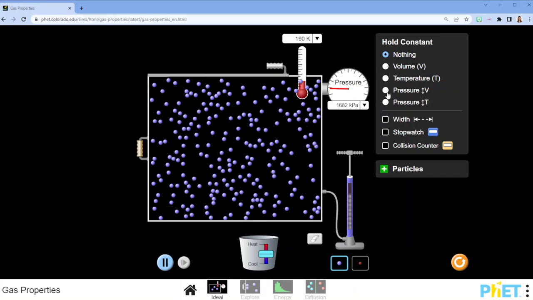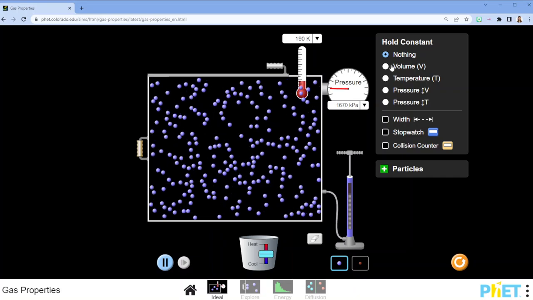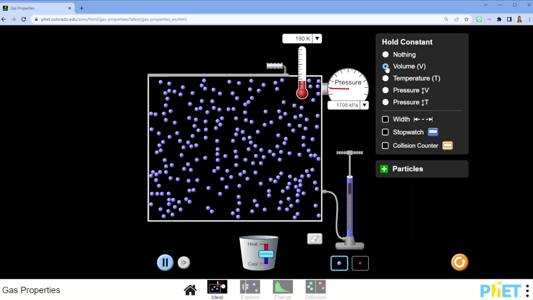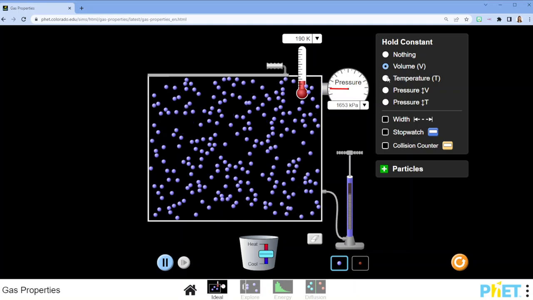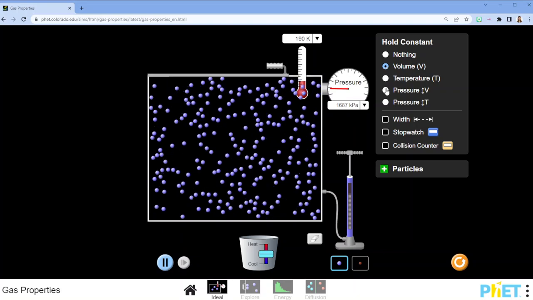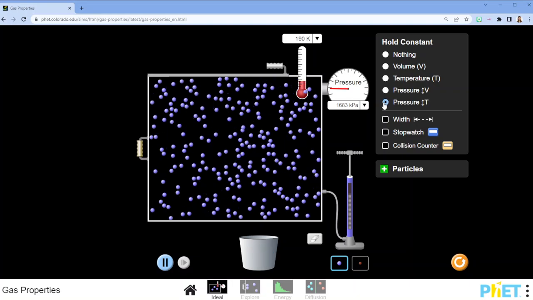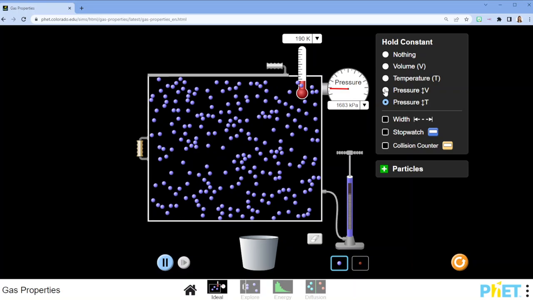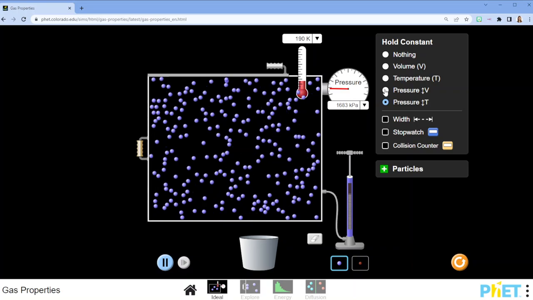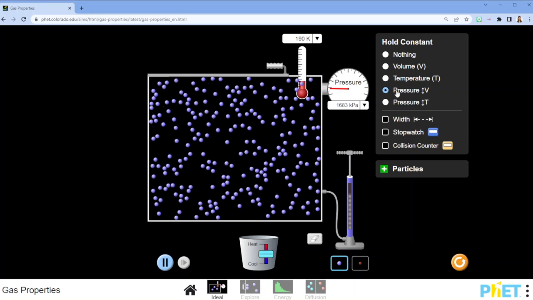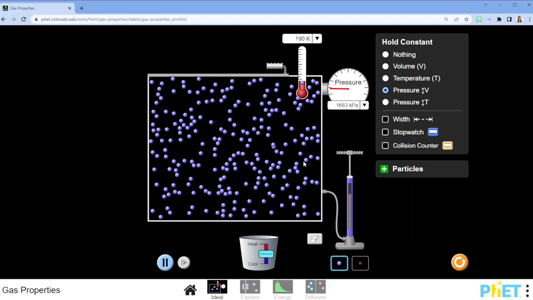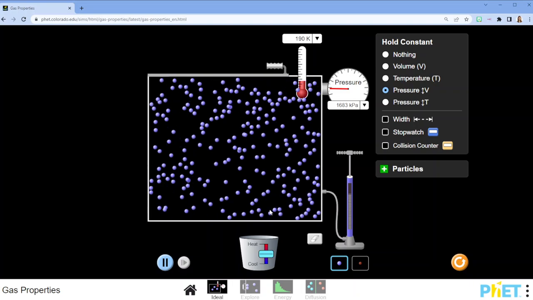There's also things over here you can change in terms of if I want to hold the volume constant, or what if I want to hold the pressure constant but allow myself to change the volume, or what if I want to hold the pressure constant and watch how if I add or subtract heat, the volume changes.